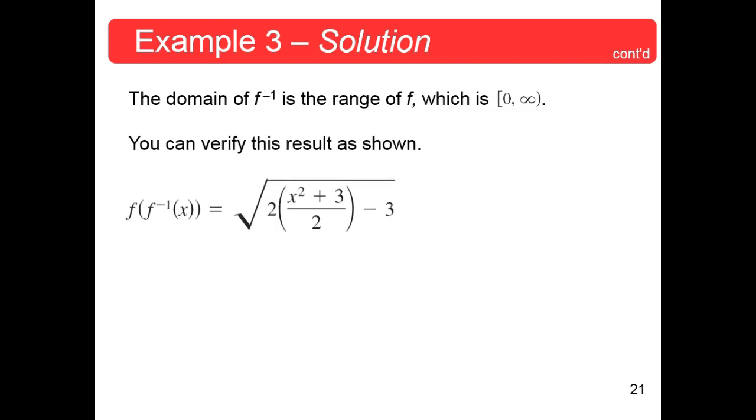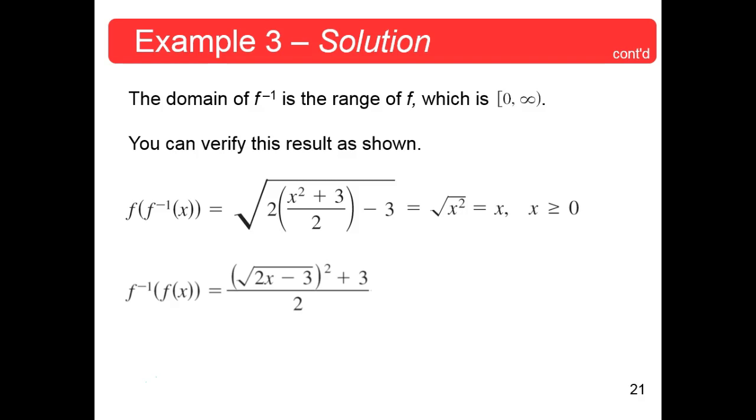You can verify that result by then doing F of F inverse, which is not one we did before, I don't believe. So the F function says take the square root of 2 times whatever's inside the parentheses. That happens to be your F inverse here, x squared plus 3 over 2, and then subtract 3 from that. That's the last part of your F function. Well, if you divide out the 2's, then you have x squared plus 3 minus 3. The 3's add to 0, and the square root of x squared is x. Okay? That's what they did here.